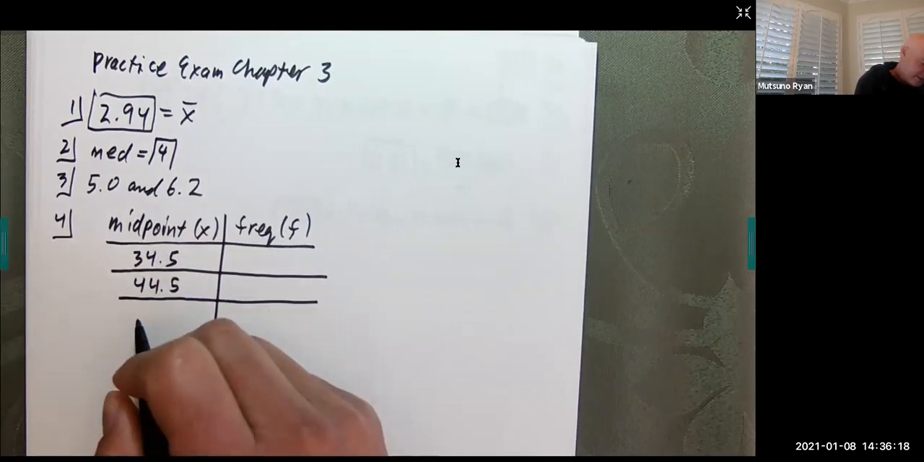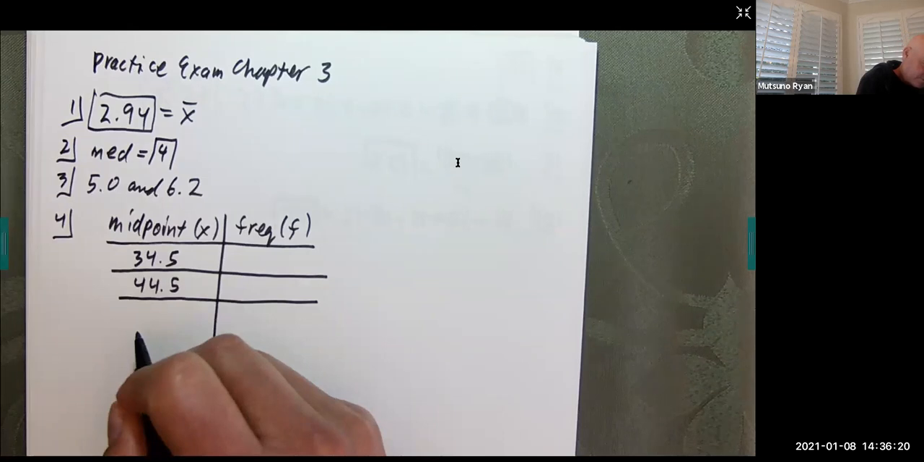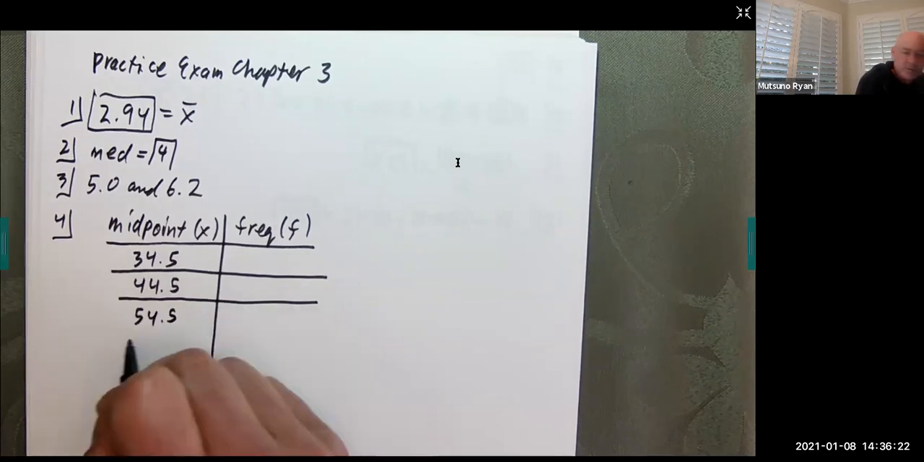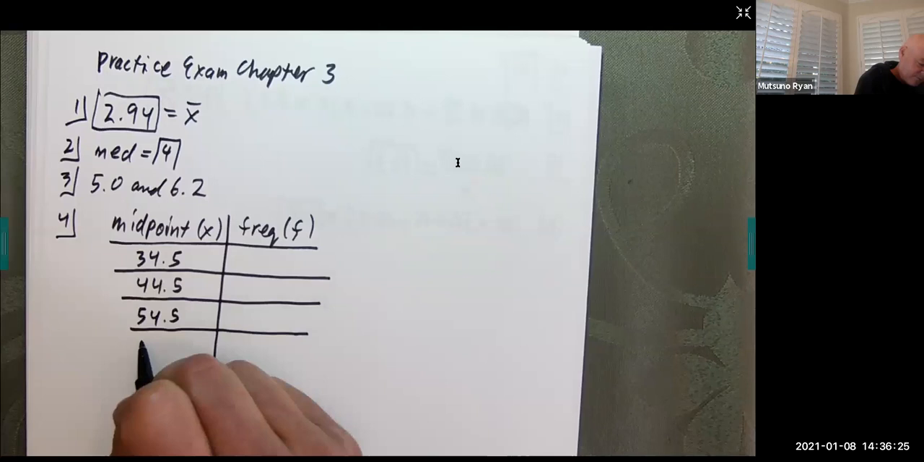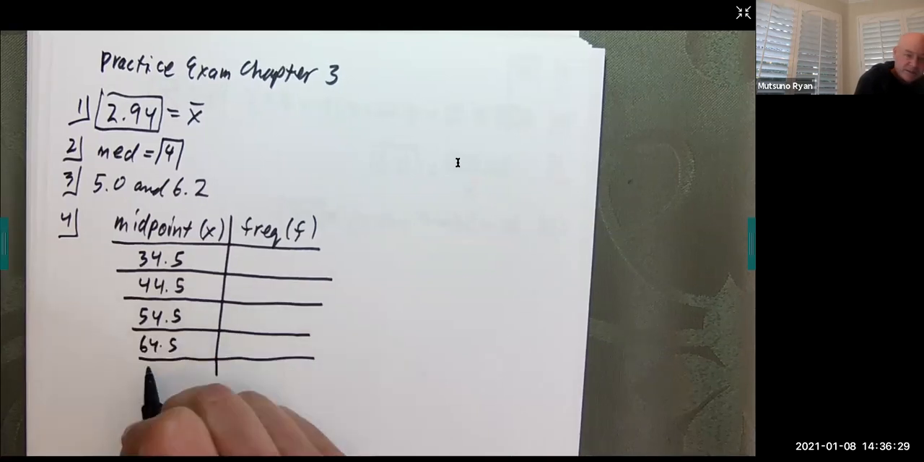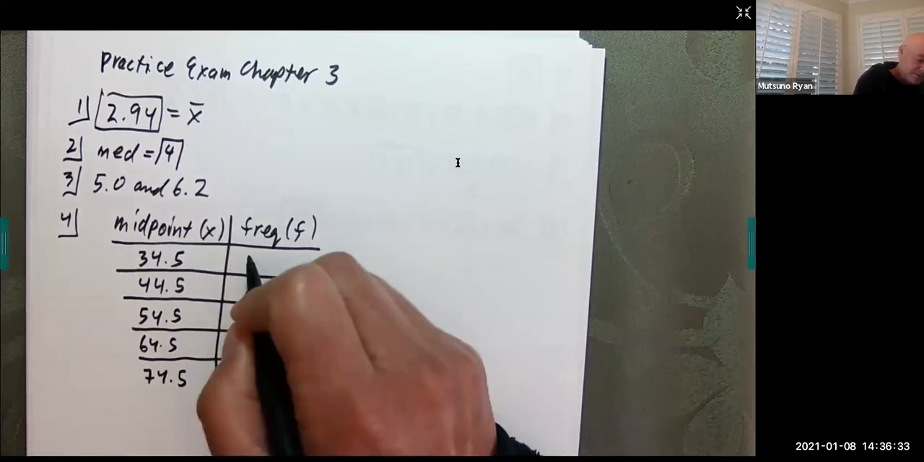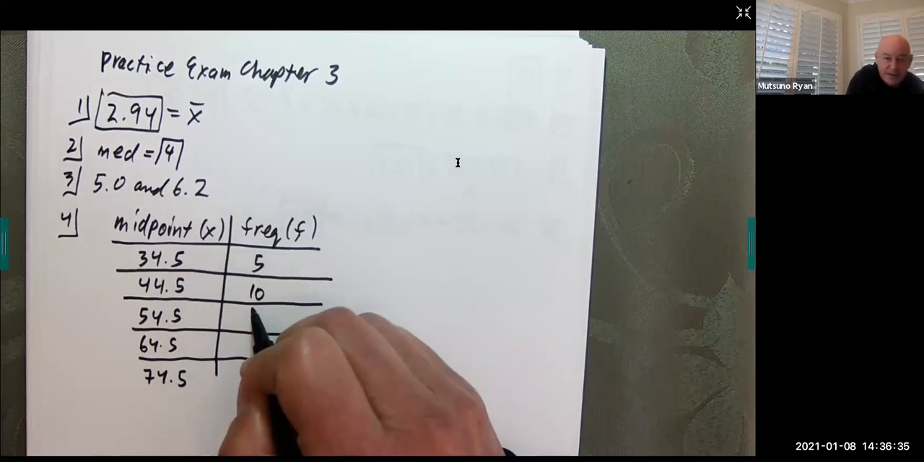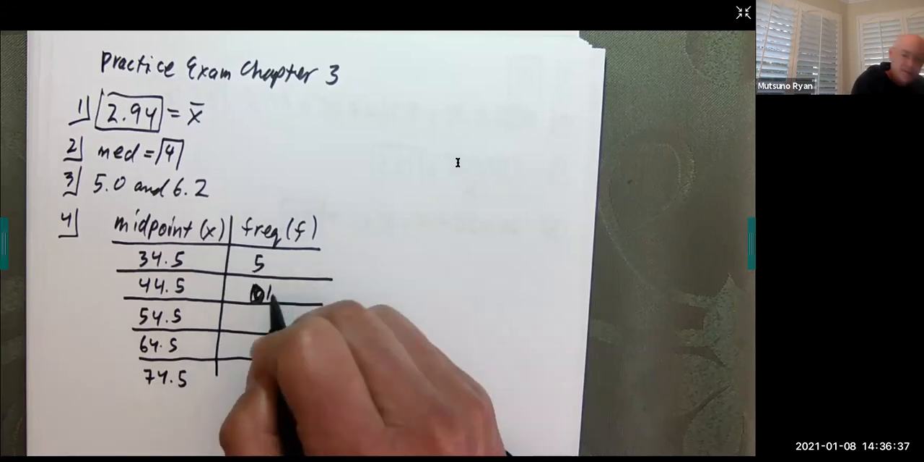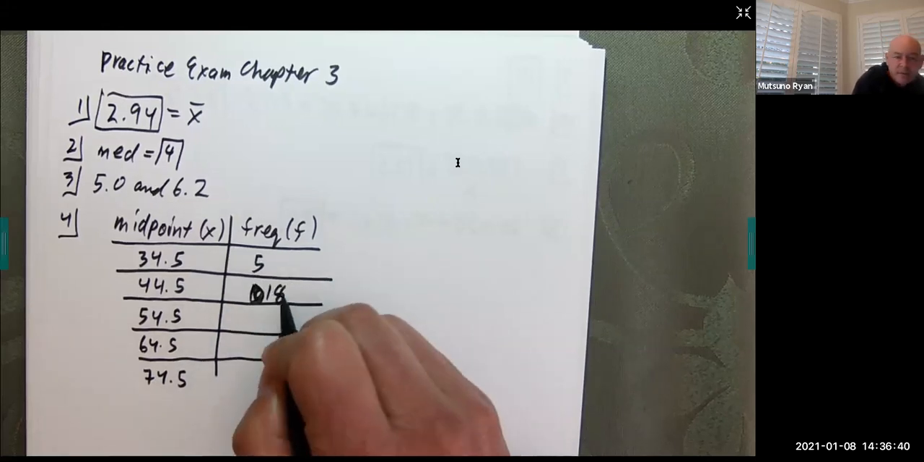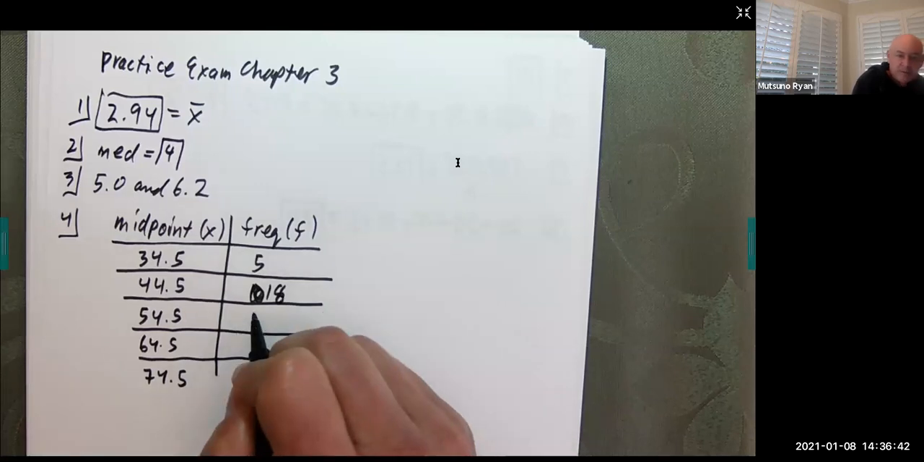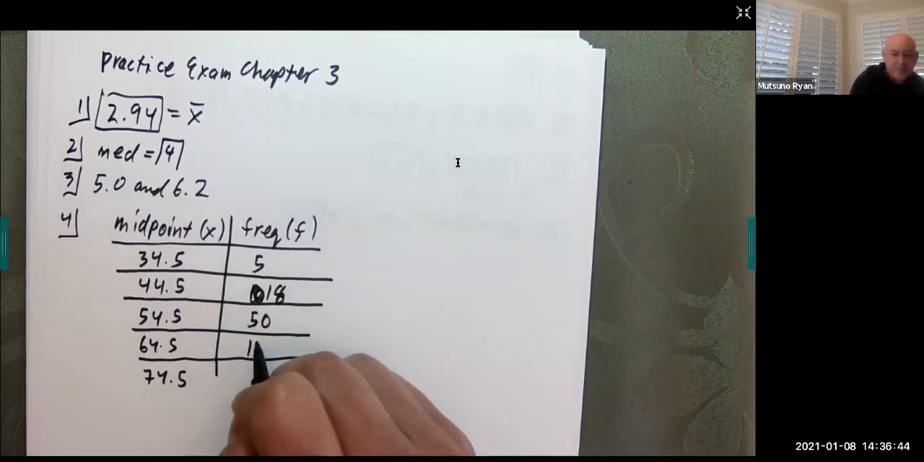Next up for the third class, it's going to be 54.5. It's going to be 64.5. And lastly is 74.5. And once again, the frequencies are the same: 5, 18, 50, 17, and 10.